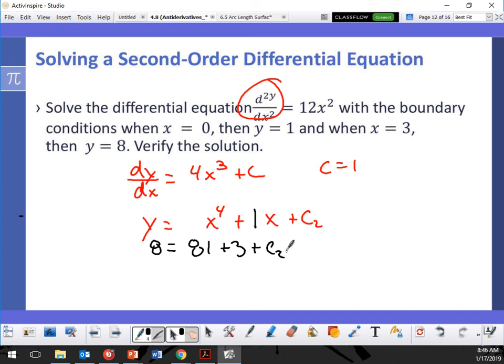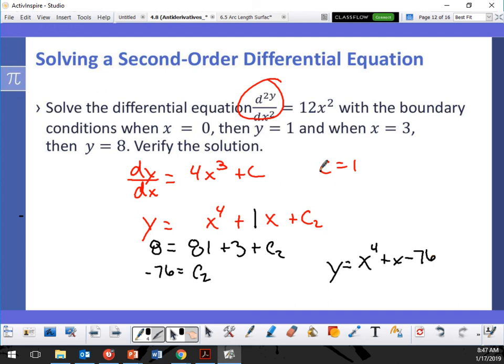So that's going to give me 84. 8 minus 84 is -76. So I have the two solutions right now. So my function, as I actually go all the way to do this, is going to be y equals x to the fourth plus x minus 76.